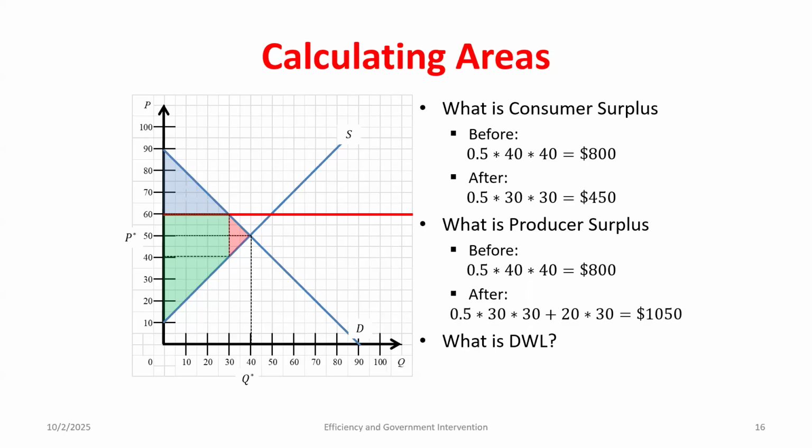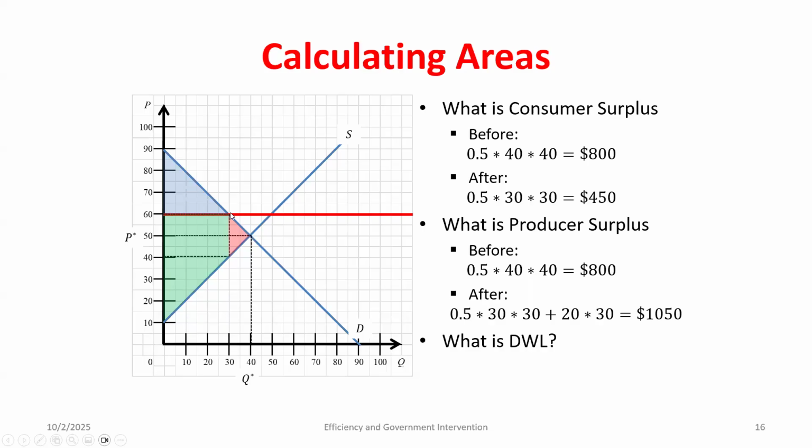Now, if we add these values up, what was total surplus before? 1,600. What is total surplus after? 1,500. So what was deadweight loss? 100. Now we can also look at this and say, well, we know the deadweight loss was all of the surplus that we used to see in this market, but the quantity is now lower. These units are no longer being purchased and sold. So this red area would represent deadweight loss.